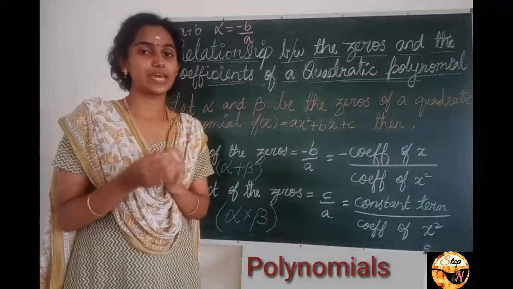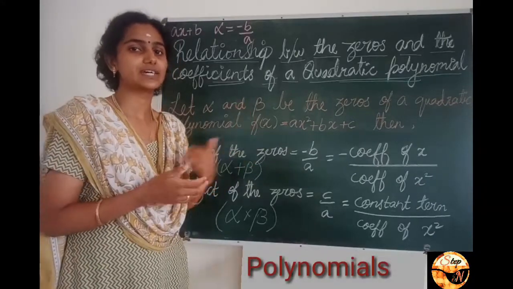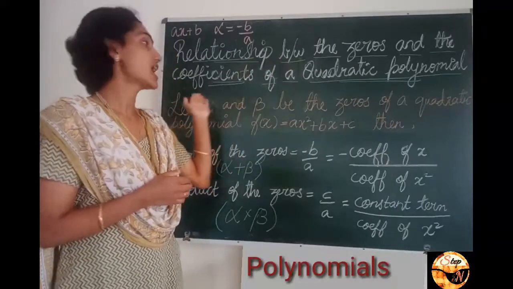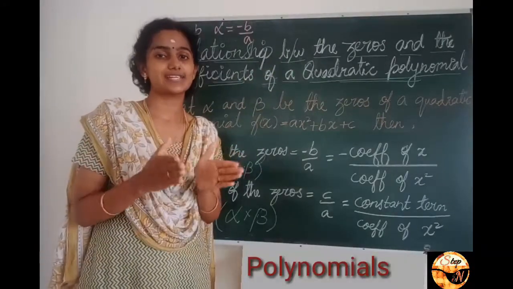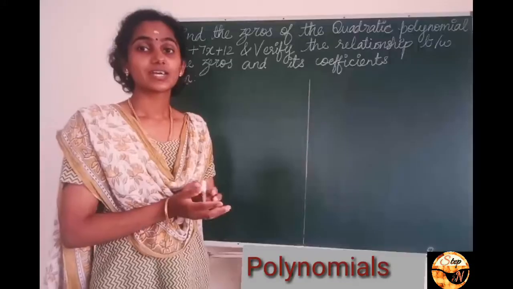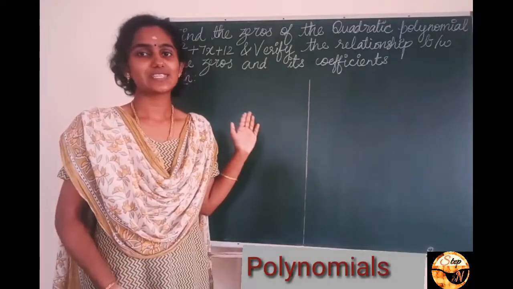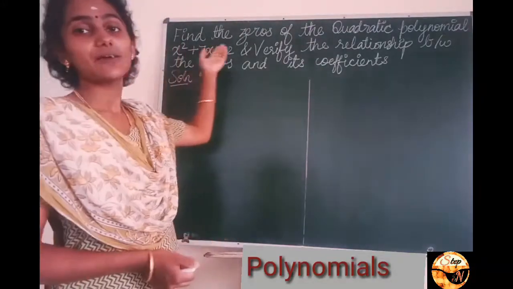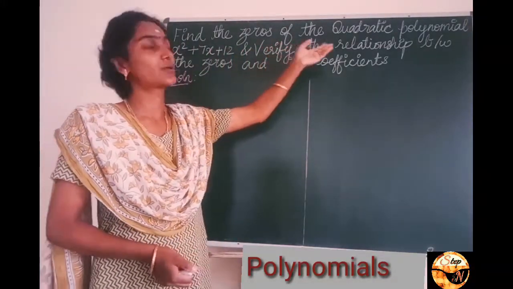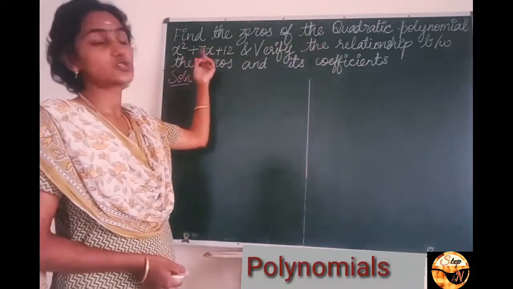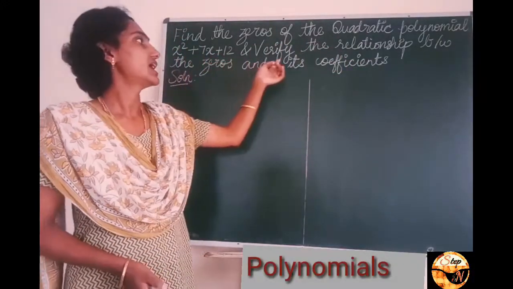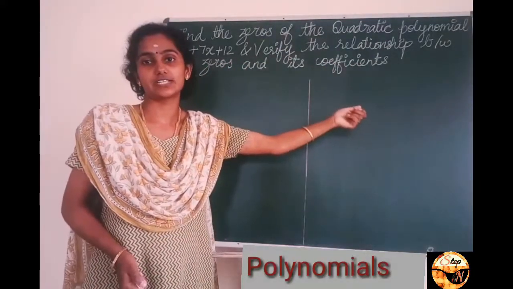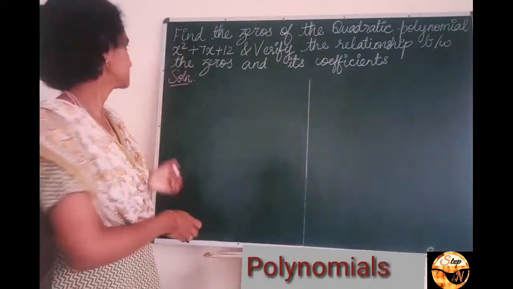Let's see a few examples so that the relationship between the zeros and the coefficients of a quadratic polynomial becomes even clearer. Here we have to find the zeros of the quadratic polynomial x square plus 7x plus 12 and verify the relationship between the zeros and its coefficients. So let's see how to solve it.